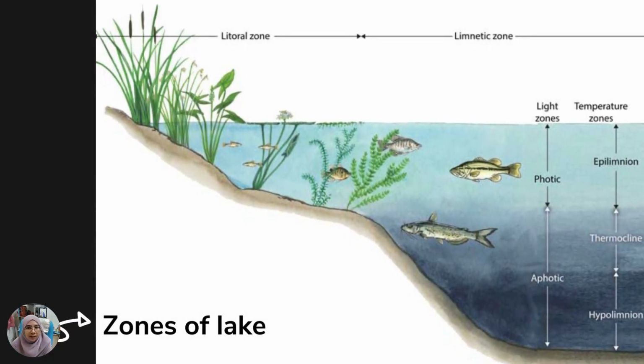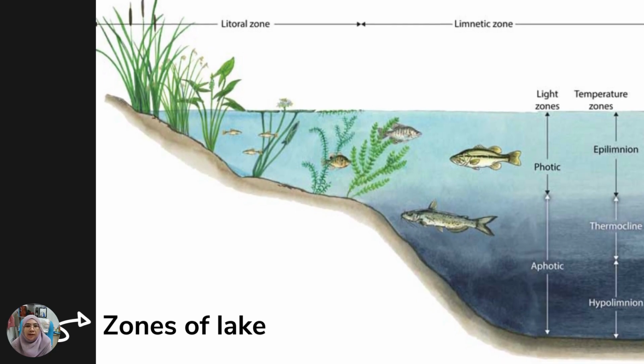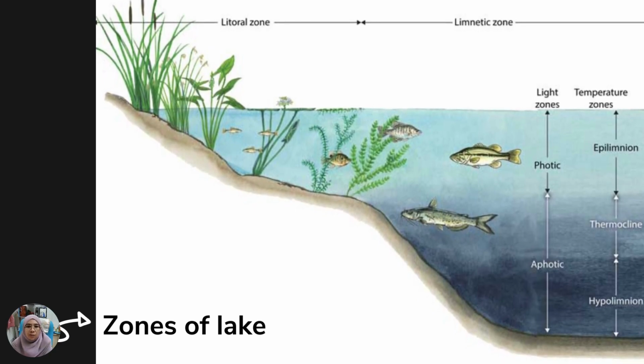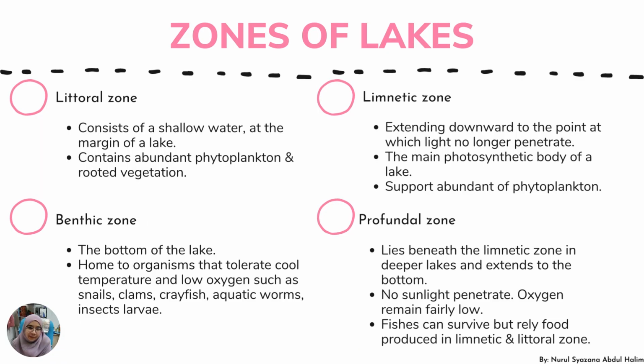Lakes normally consist of four distinct zones that are defined by their depth and distance from shore. The top layer of the lake is called the littoral zone, which consists of shallow water at the margin of a lake. There is an abundance of phytoplankton and rooted vegetation. The benthic zone is the bottom of the lake. Only organisms that tolerate cool temperature and low oxygen, such as snails, clams, aquatic worms, and even insect larvae, can live in this zone.